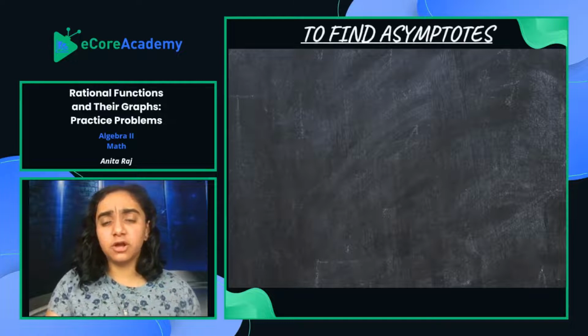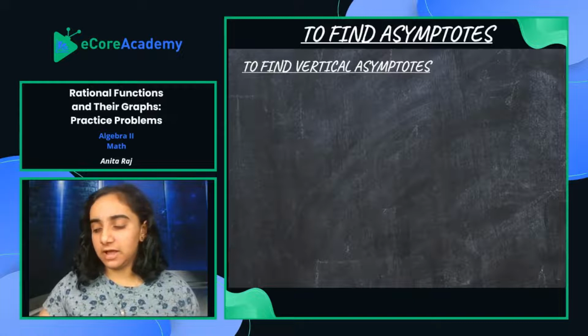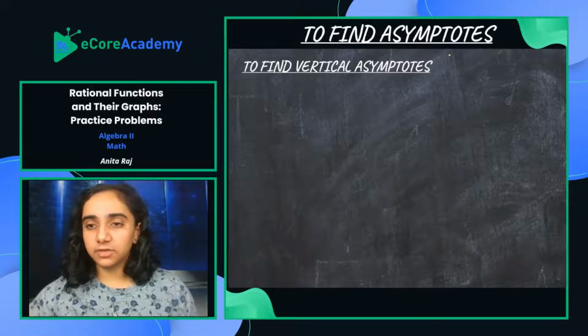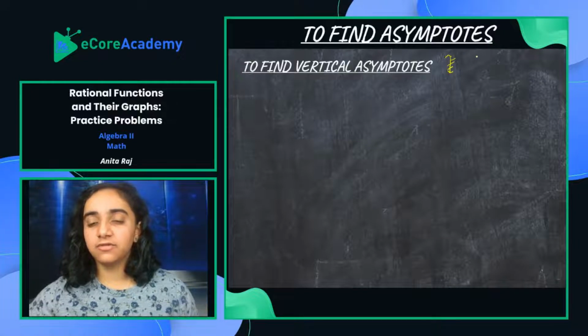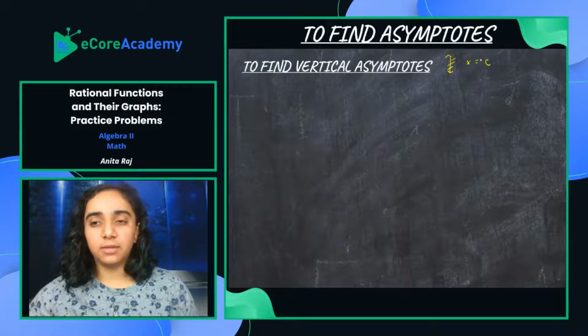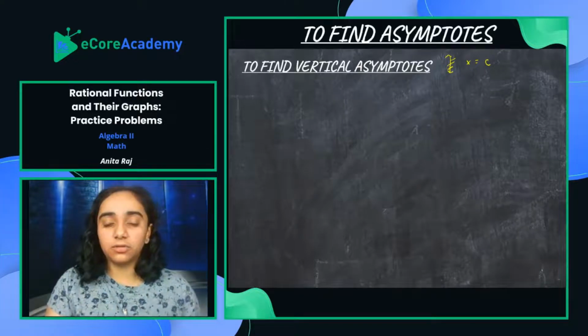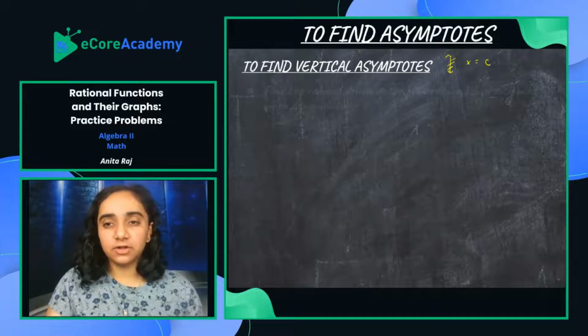All right, let's move right along. How are we going to find asymptotes? So to find vertical asymptotes, remember vertical asymptotes go up and down like this. And usually we draw a hatched line like that on a graph. And their equation is x equals some constant. So x equals c. And that's how you would write the equation of a vertical asymptote and draw it on a graph. So how do we find vertical asymptotes?